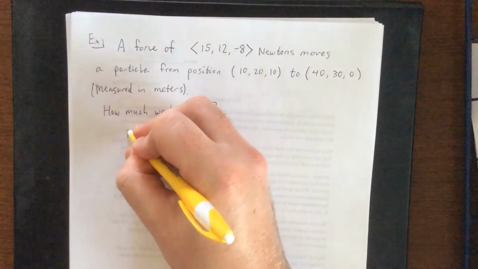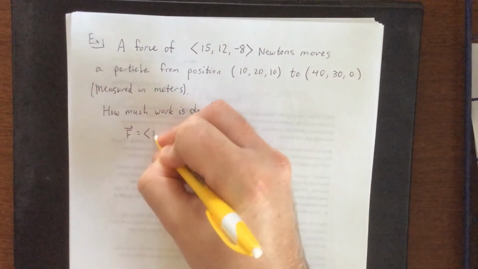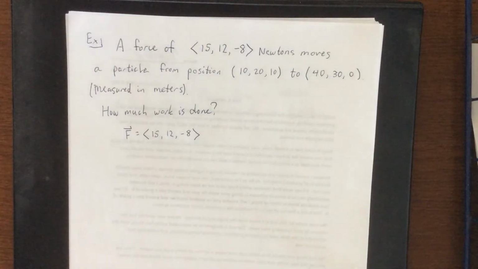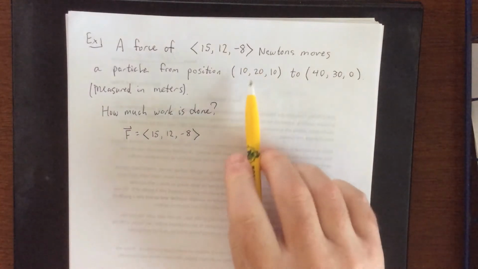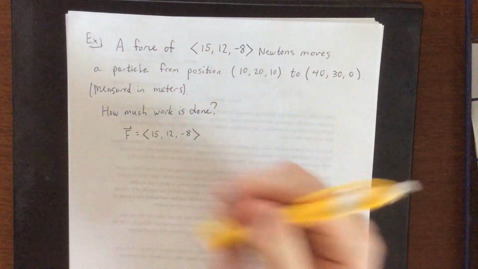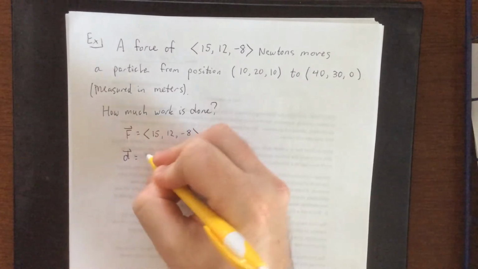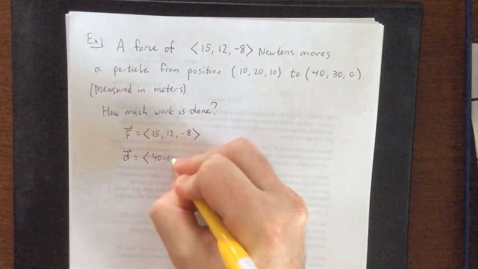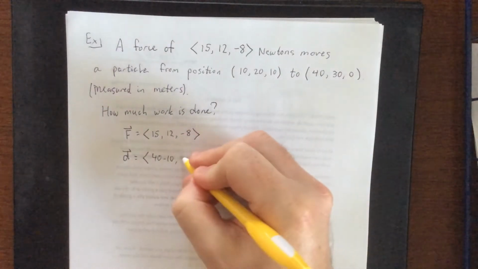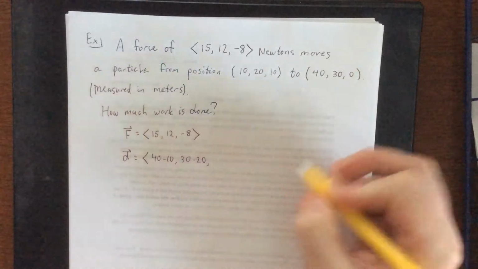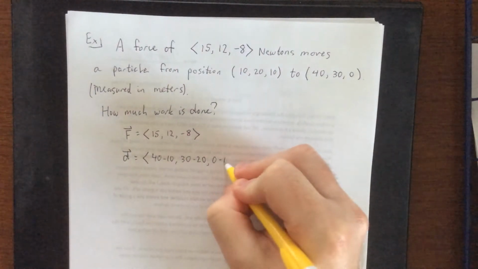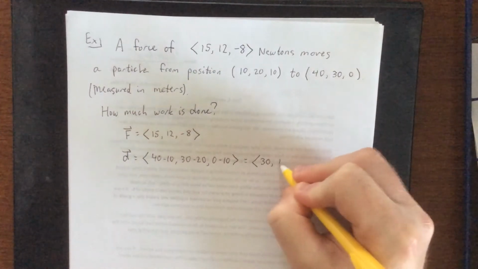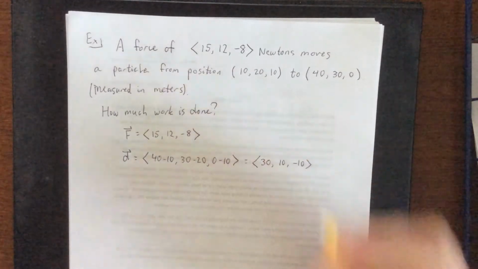Now, we already have the force given to us in terms of a vector, so we're going to go ahead and leave it as is in terms of a vector. What we don't have is a displacement vector, but we do have an initial point and a terminal point. We can turn those points into a vector by taking terminal minus initial. So for the x position, that would be 40 minus 10. For the y position, that would be 30 minus 20. And for the z direction, that would be 0 minus 10, telling us that our displacement vector is going to be 30, 10, negative 10.